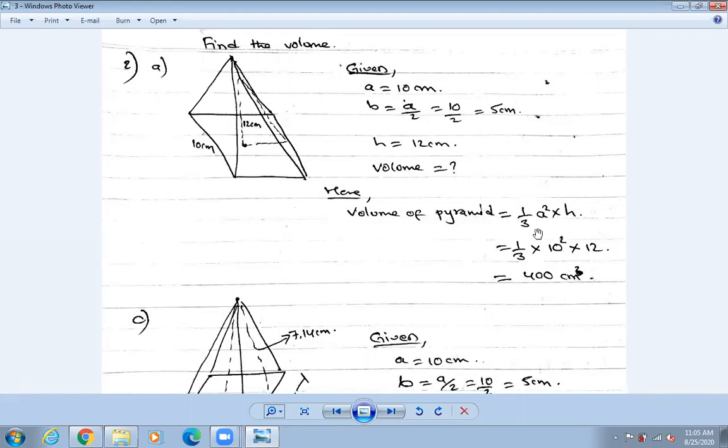Both values are given in the formula, so we can find the answer. Volume of pyramid equals 1/3 a square into h.